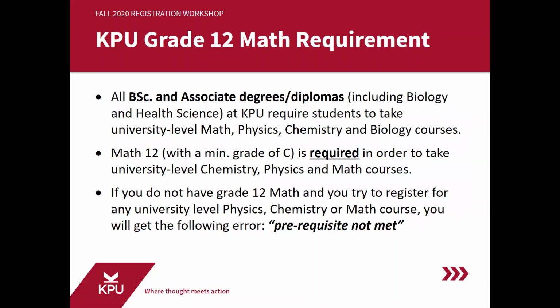And if that's the case, I would suggest that you speak with one of our advisors for us to talk to you a little bit more on what you can do, whether to take the math placement test or to take a math qualifying course to help you upgrade your math level in order for you to take the university level physics, chemistry, or math course. So make sure you speak with an advisor if this is the case. But if you have Math 12 with a minimum grade of C, then you may already satisfy the prerequisite requirement.